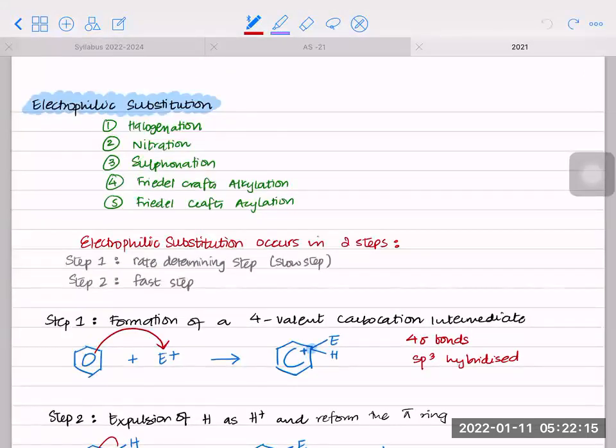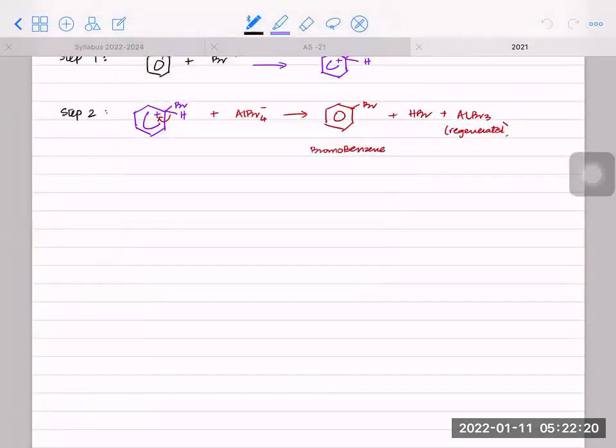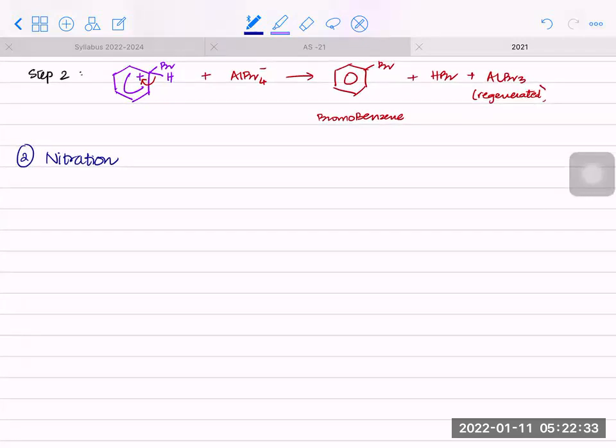Now let's see nitration. The next one is nitration. So let's see nitration now. Now you can have two types. You can have mononitration and you can have dinitration. So in mononitration, you will just have one nitro group attaching, and you can have dinitration in which you will have two nitro groups substituting onto the benzene ring.